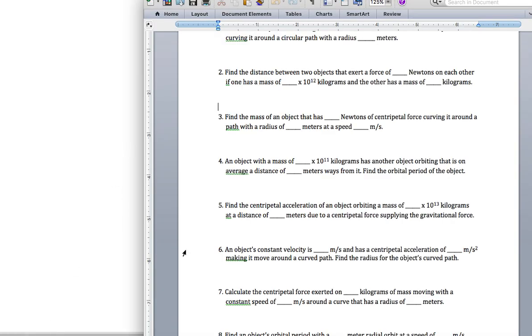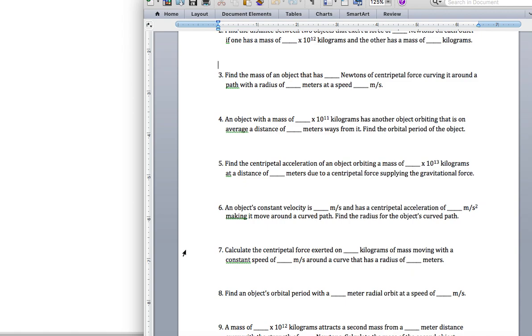So the next one that I'm going to do isn't as bad in terms of the arithmetic, but I wanted you to see that stuff because you will have to do it, and we have been doing it all this year. So now I'm going to move on to number 7. Calculate the centripetal force exerted on blank kilograms of mass. So let's keep our numbers simple this time. I'm going to go with 8.